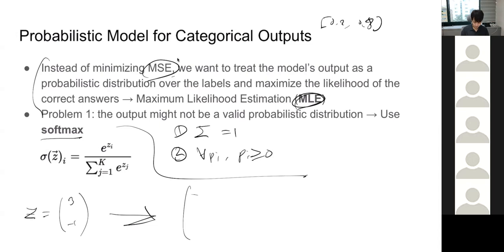In that case, the first dimension will be e to the power of 3 over e to the power of 3 plus e to the power of negative 1. And the second dimension will be e to the power of negative 1 over the same denominator, e to the power of 3 plus e to the power of negative 1. It's clear that the summation will be 1 because they have the same denominator, and when you add up all the numerators, it equals the common denominator. Also, everything is bigger than 0 because exponentiation of any real number is always positive. That's one way of making a vector into a probabilistic distribution. I'm not saying it's the only way, or the best way all the time, but when you're approaching a problem with neural networks, this is probably the first thing you want to try.